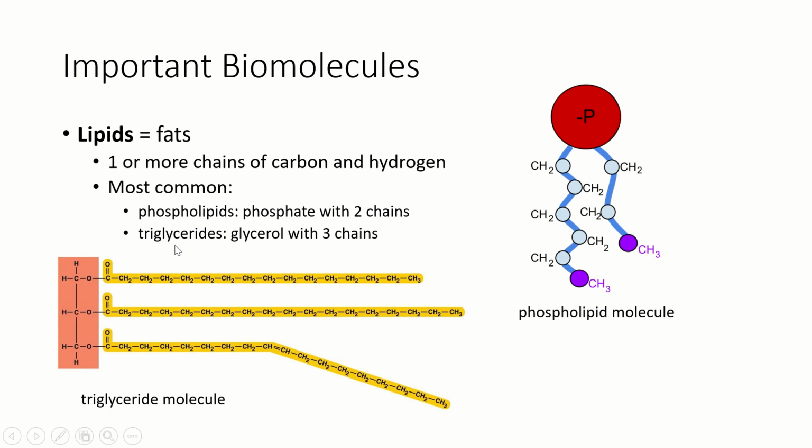And this one is called a triglyceride. And this is the most common way that fats are stored in your body. So here we have a glycerol molecule with much longer chains of carbon and hydrogen. And these are called fatty acid chains. Okay, so those are lipids. There are some other lipids that are hormones like steroids, which are also lipids but not chains. Okay, they're kind of a different class.